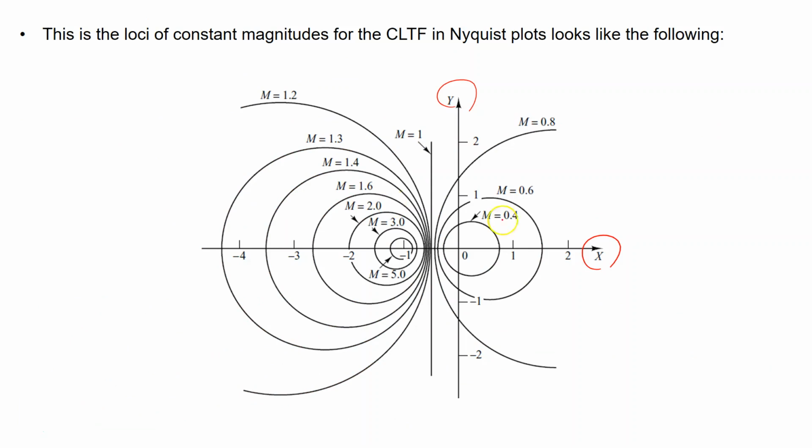And these are those circles that you see. So these are the loci of what? Magnitude constant for the closed loop transfer function for different M values. You see, they are all circles with different radii, different centers, and this is just for the special case of M equal 1, and of course this point here is negative 1/2.